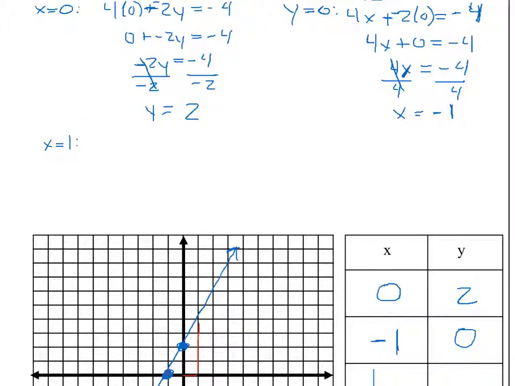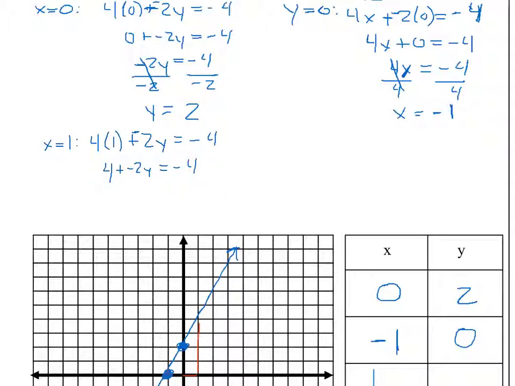So I'm going to get 4 times 1 minus 2y is equal to negative 4. 4 times 1 is 4 plus negative 2y is equal to negative 4. Now what you can see here is when we weren't able to choose a 0, we actually get a 2-step equation to solve. What's the first step to solve this equation?